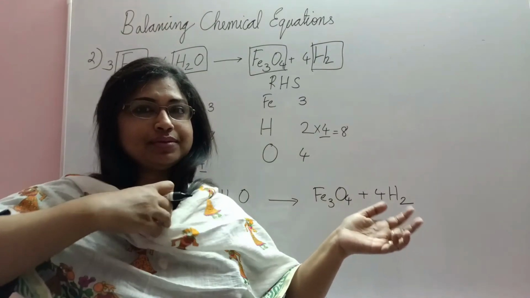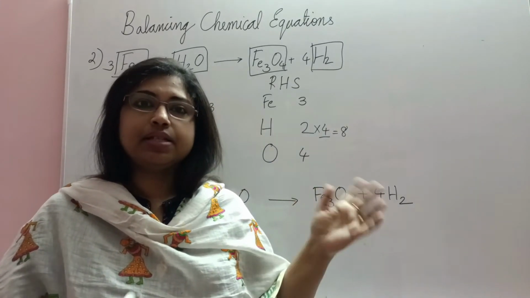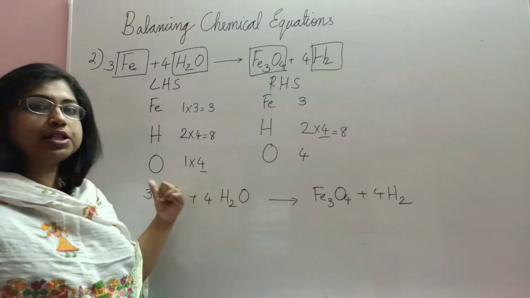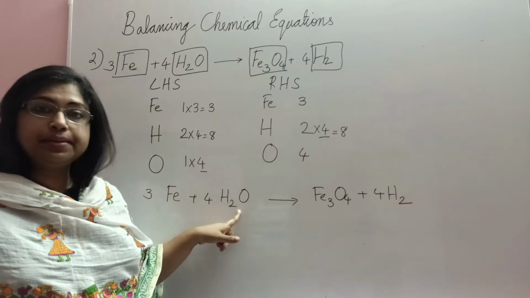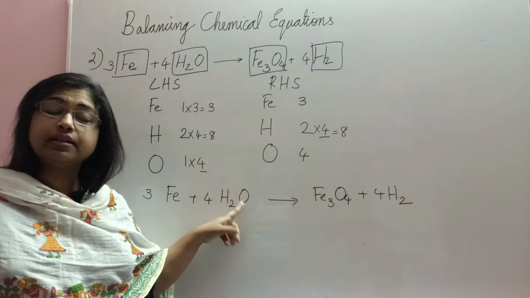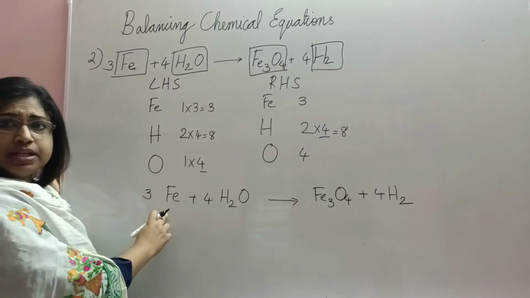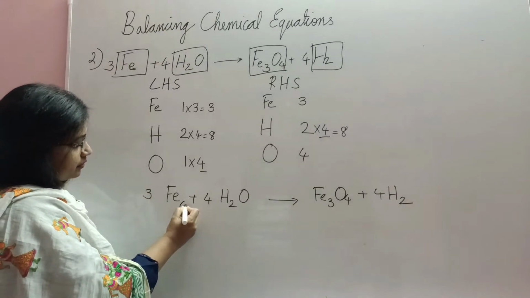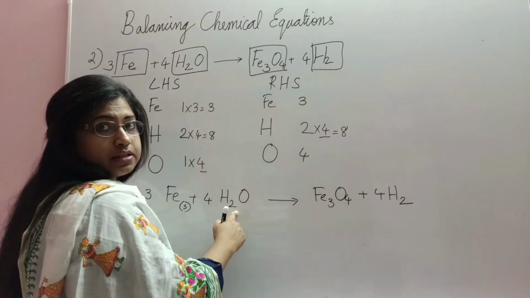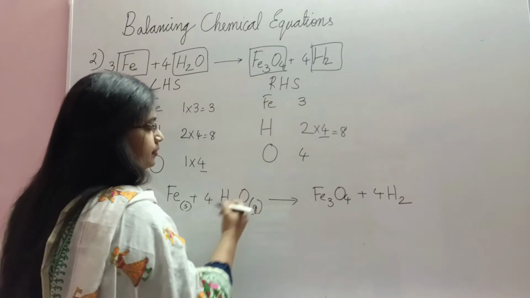Now I told you we need to write the physical states as well. Okay? Sometimes in balancing chemical equations physical states are not asked, but it is always better that you know the physical states. Okay, I told you this is a reaction of metal with steam. So here iron reacts with the water in the form of steam. Iron is a metal, so it is a solid. Now water is in the form of a gas. Iron is reacting with the water vapor, so it is a gas.